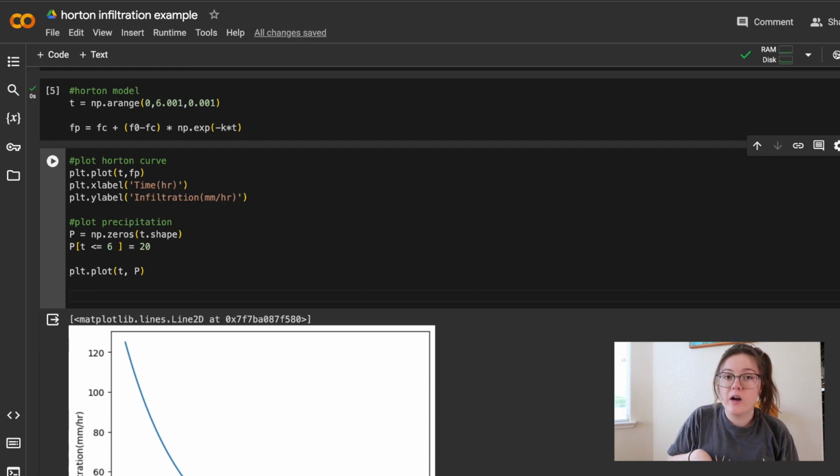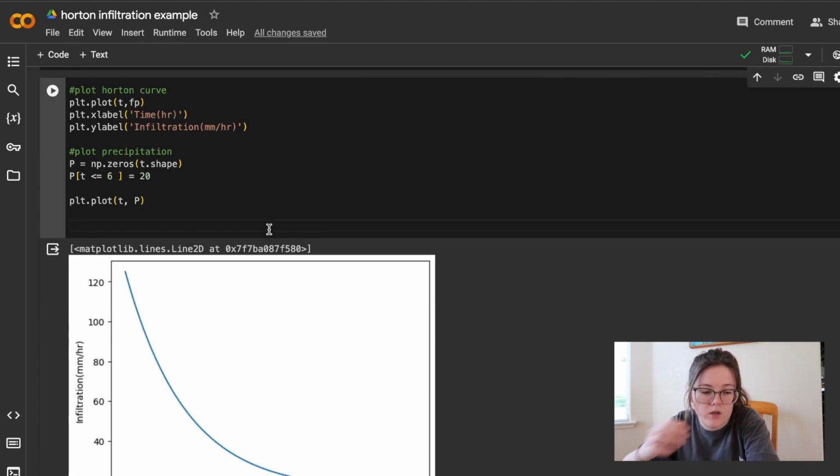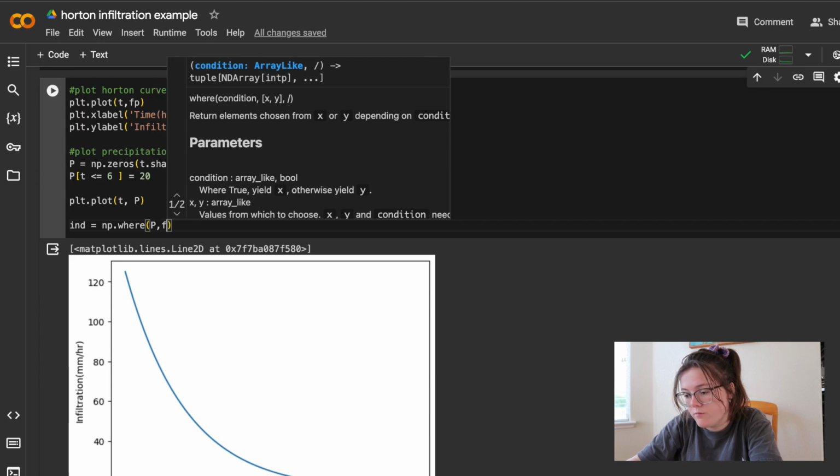Now from here we need to figure out where that point is that the curve becomes the lower value between the precipitation and the curve. We need to now figure out where that t value is, where it makes that switch that we were talking about earlier. So we're gonna do index, find where precipitation is less than our FP curve.